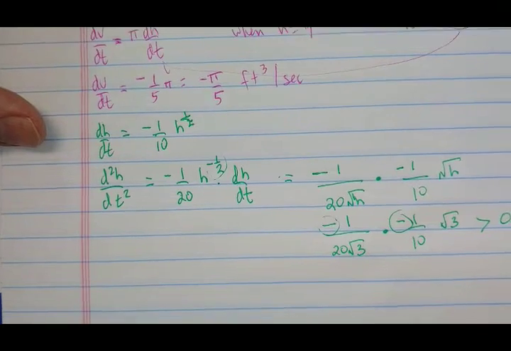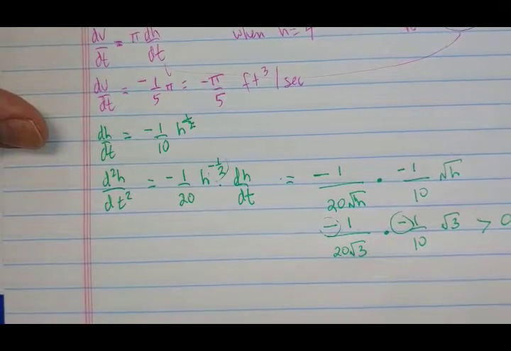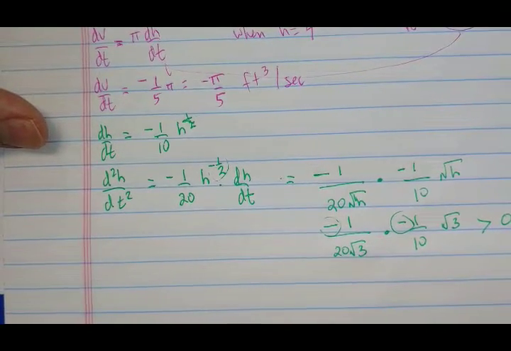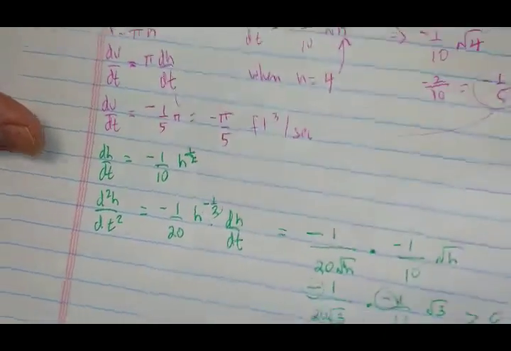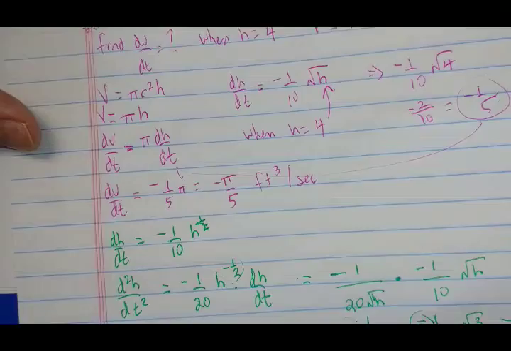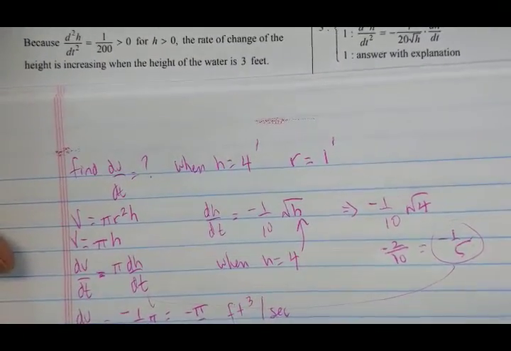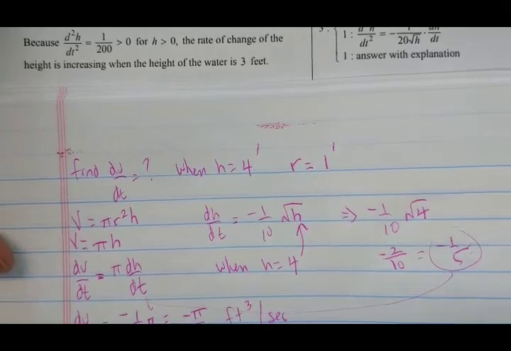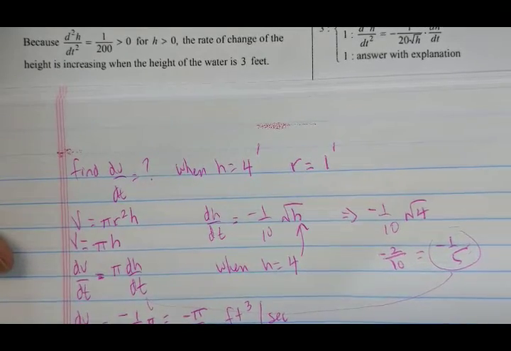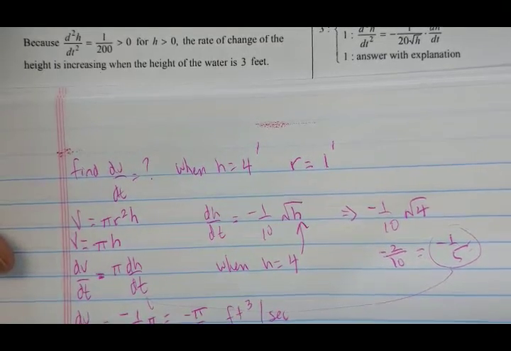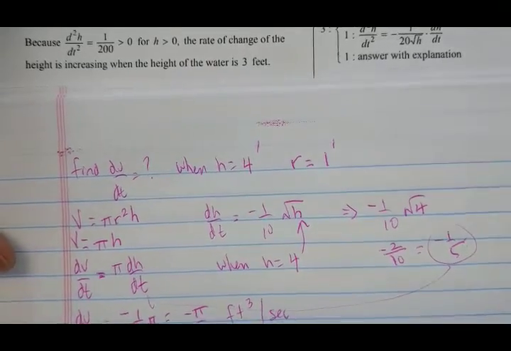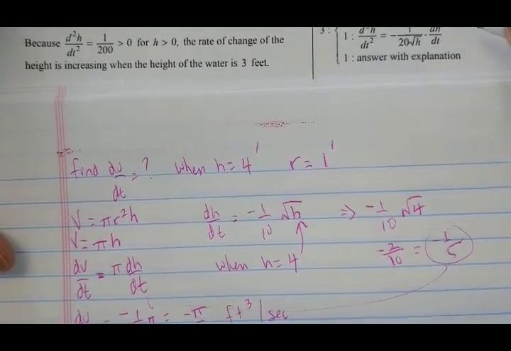So what was the question? The rate of change dH/dt is going to be increasing. So we can see that, oh yeah, because the square root of 3 is divided out. All we had to show was that we're going to get a positive value.